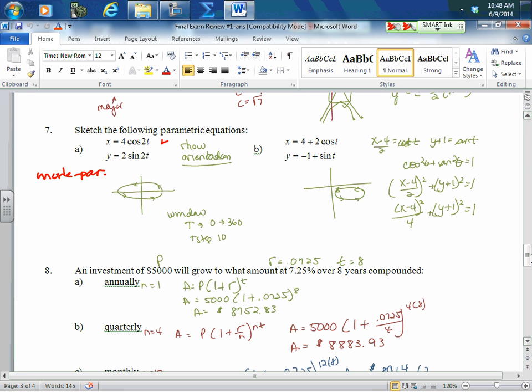Be careful. Set your angle. If you're going to put degrees in here, set your angle to degrees. Make sure your mode says degrees.